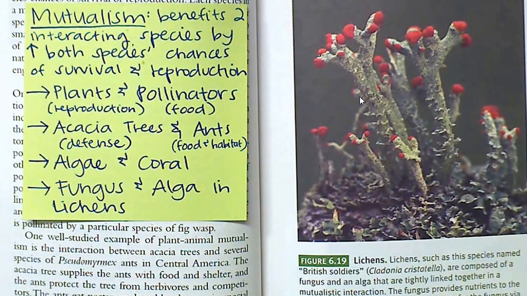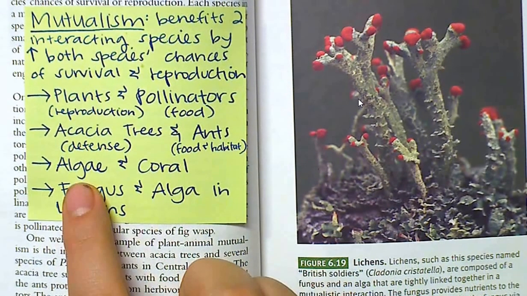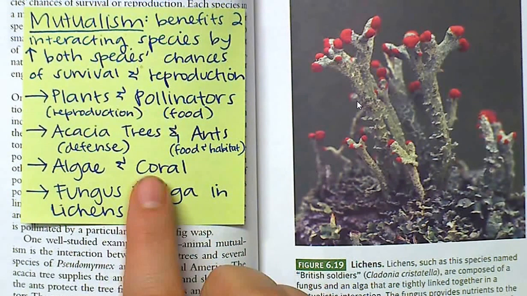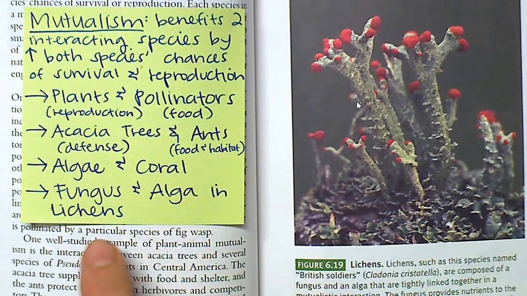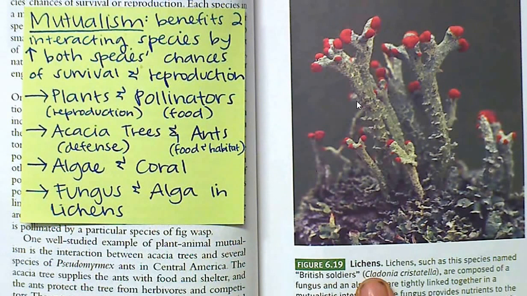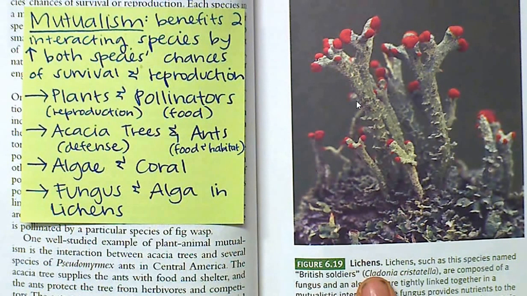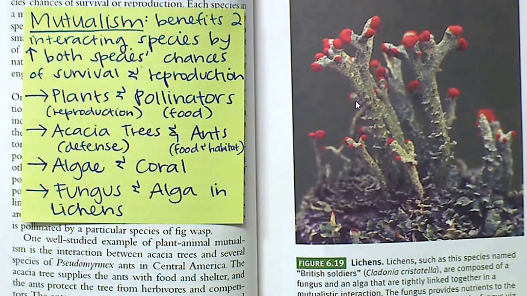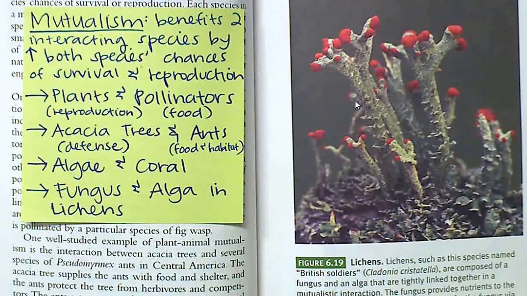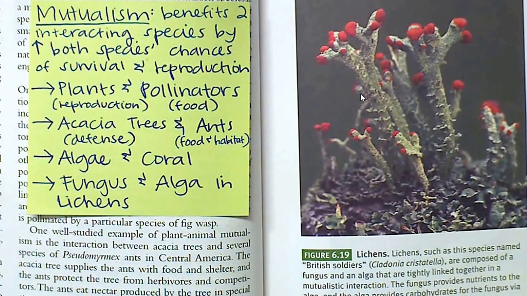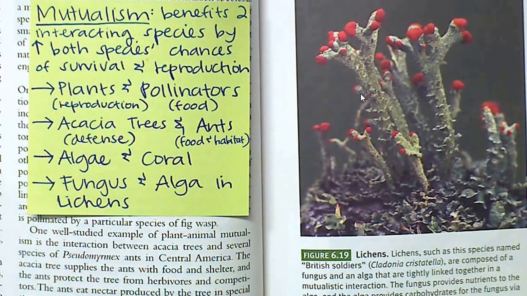Algae and coral. Algae is kind of what gives coral its life. Okay, and then algae gets a place to live and stay away from predators. Fungus and alga and lichens is our picture right here in figure 6.19. So it says lichens, such as this species, are composed of fungus and an alga that are tightly linked together in a mutualistic interaction. The fungus provides nutrients to the alga, and the alga provides carbohydrates for the fungus via photosynthesis. Okay, so they both need each other. They both benefit, so that's why they are mutualistic.